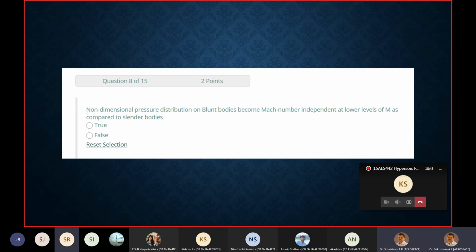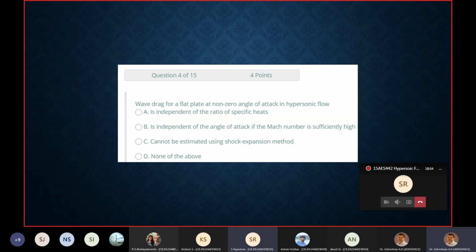Excuse me, sir. Please, yeah. Sir, I have a question. I have a doubt in the previous question. This one, yes, this one. Yeah, please. If it's a flat plate with zero angle of attack, there is no disturbance to cause an oblique shock, right? So we can't estimate it using the shock expansion method, right?